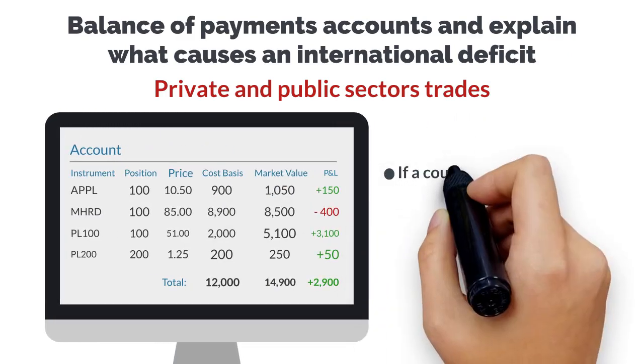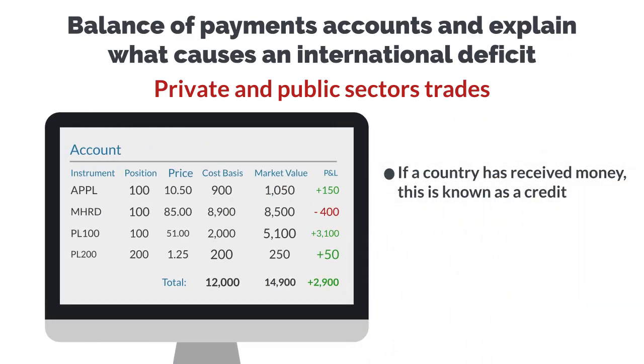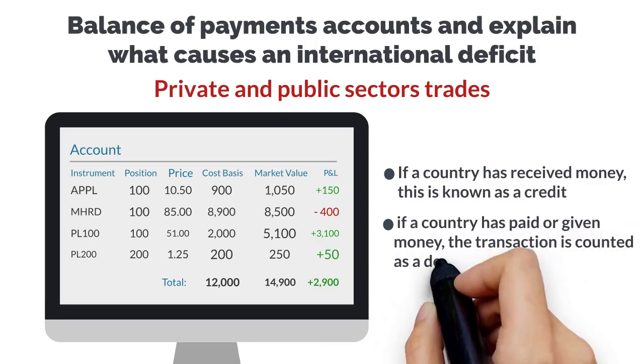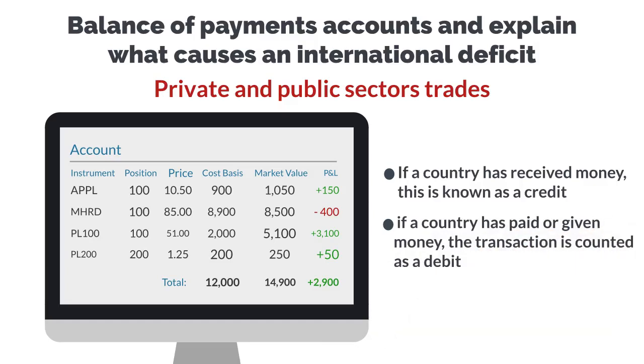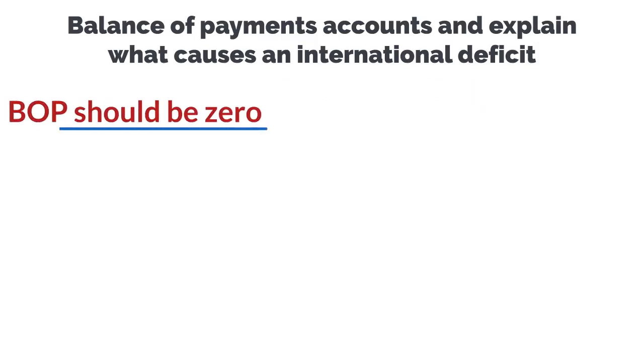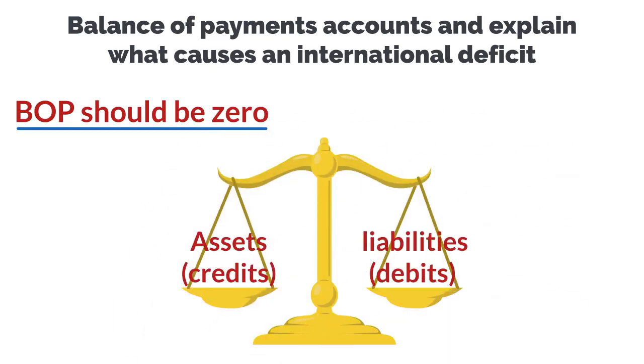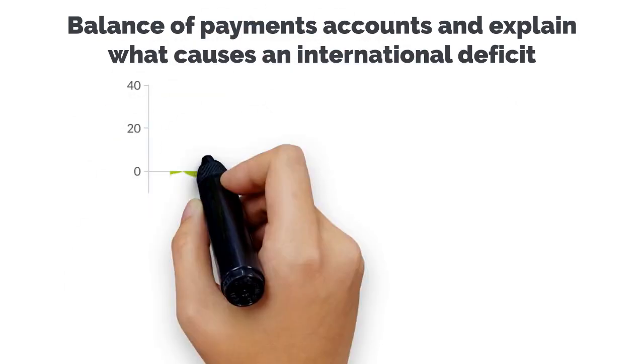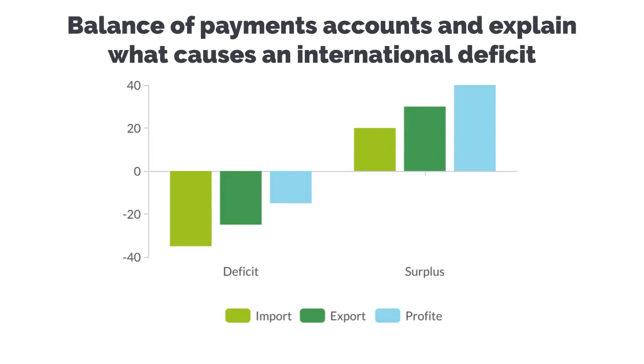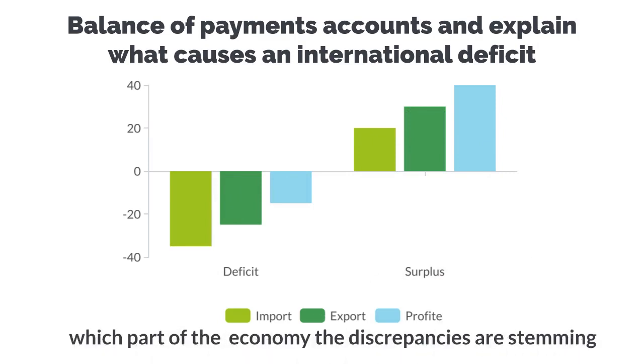If a country has received money, this is known as a credit, and if a country has paid or given money, the transaction is counted as a debit. Theoretically, the BOP should be zero, meaning that assets, credits, and liabilities, debits, should balance, but in practice, this is rarely the case. Thus, the BOP can tell the observer if a country has a deficit or a surplus and from which part of the economy the discrepancies are stemming.